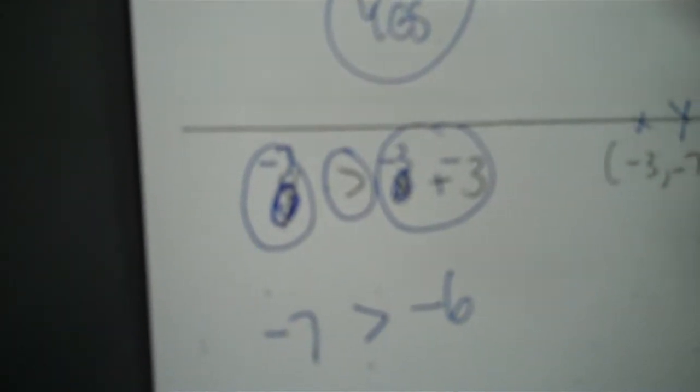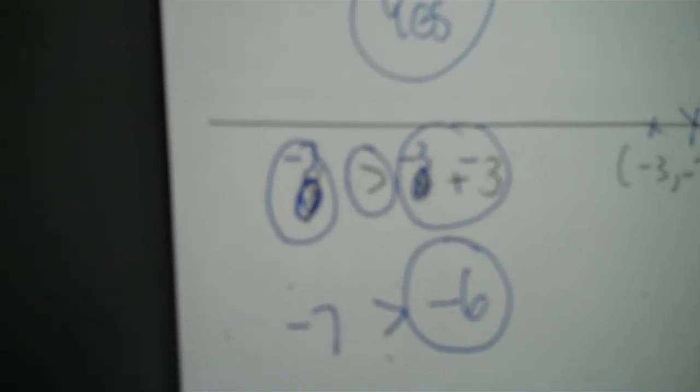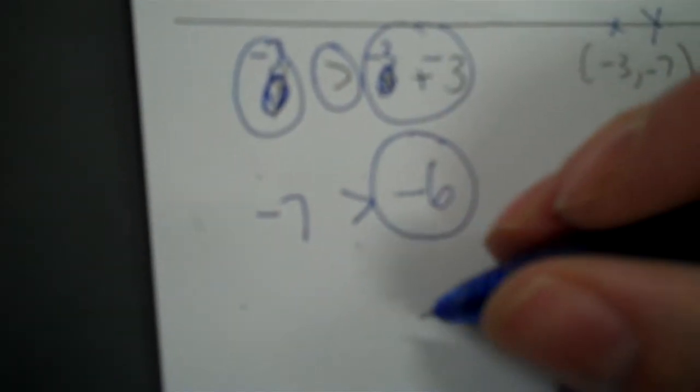Now, when we have two negatives, the smaller negative is actually bigger, okay? Like it goes opposite when there's two negatives. So the bigger number's there. Does it eat that number? No. Okay, so that is a no.